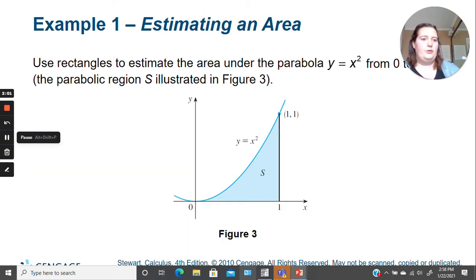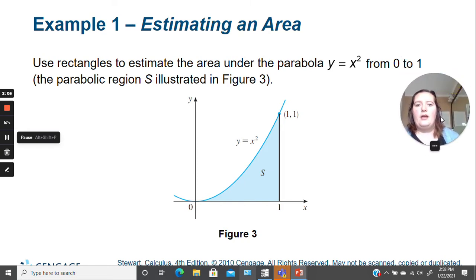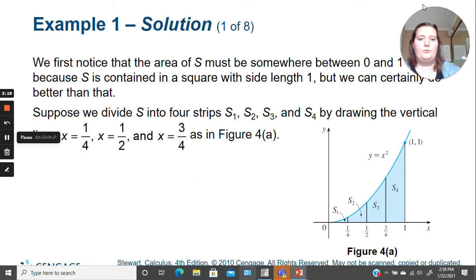So we'll give you an example here. We are looking at the area under the parabola y equals x squared from 0 to 1. You can see this area, it's S here. We're looking from 0 to 1, and I want to know what's the area underneath that curve. One thing that we want to note is that the area is definitely bigger than 0, right? There is some area, but also that area is less than 1.